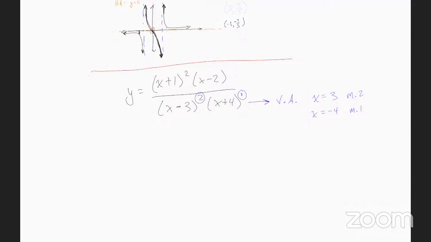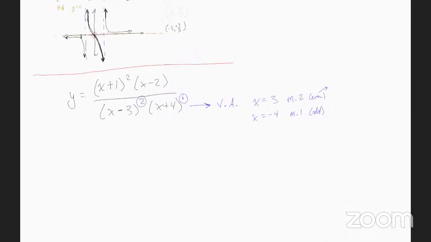Even multiplicity implies that it approaches the same direction on the left side and the right side of that asymptote. They go the same direction, that makes sense. And the odd one means they go in opposite directions.